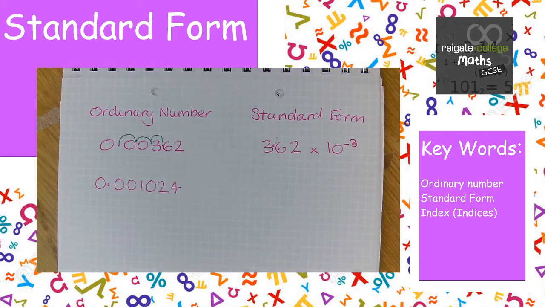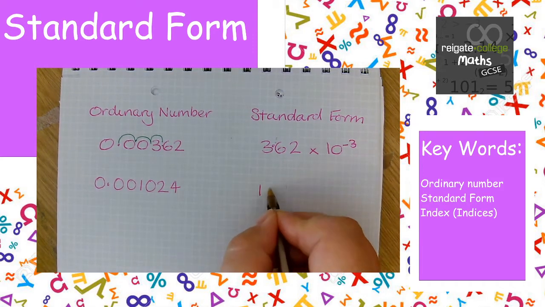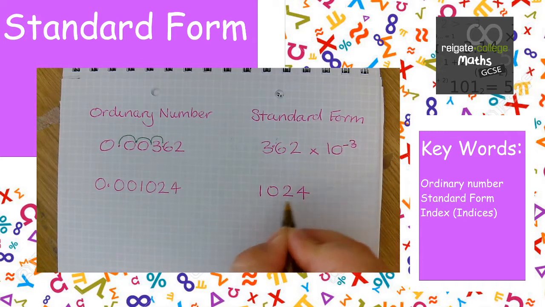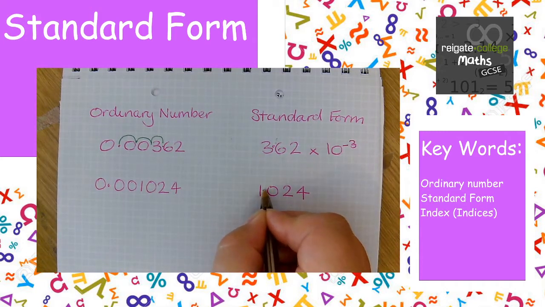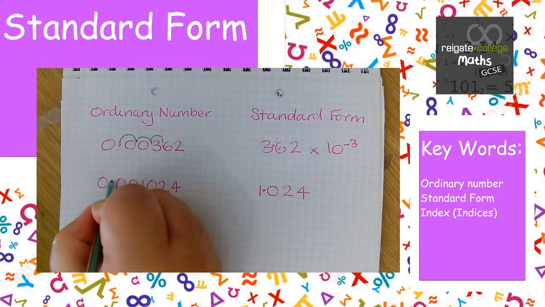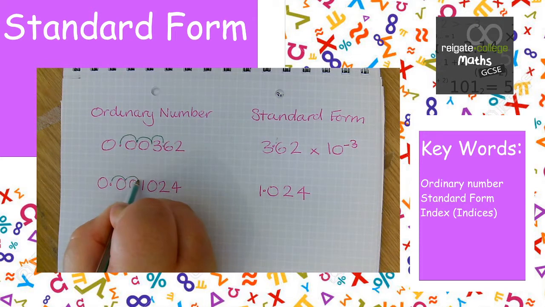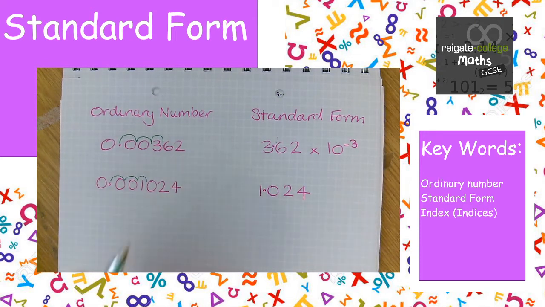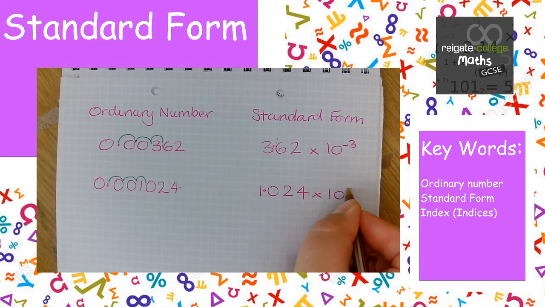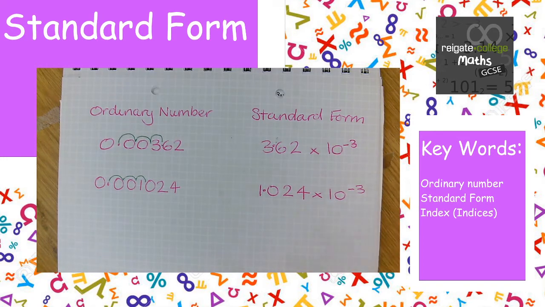To recap, I'll show you that again. This time my number is 1024 and I need my decimal point to be here. I'm going to move my original decimal point therefore 1, 2, 3 spaces, so this number is multiplied by 10 to the power minus 3.